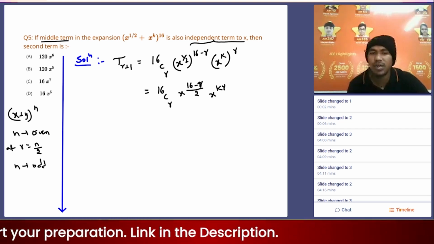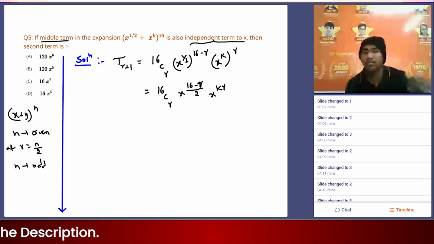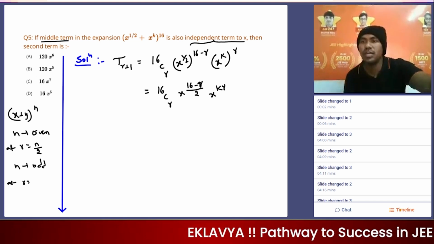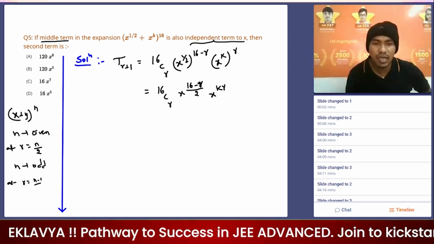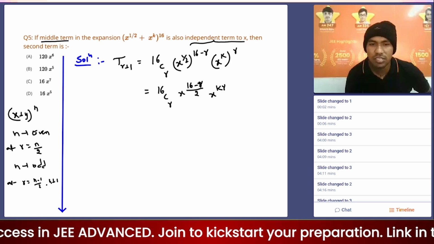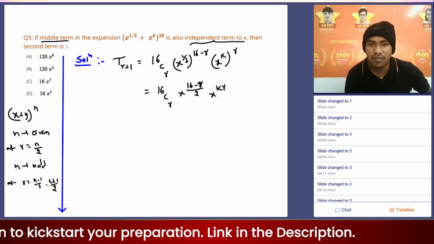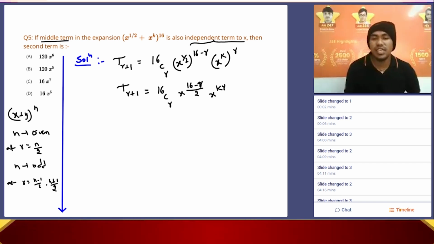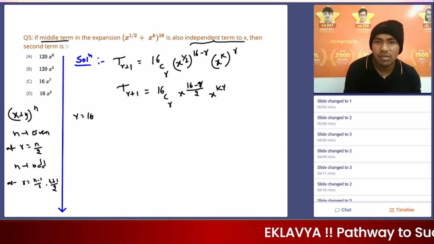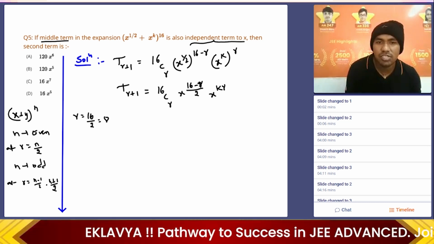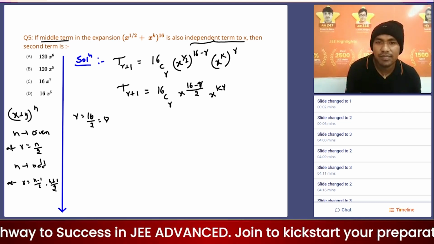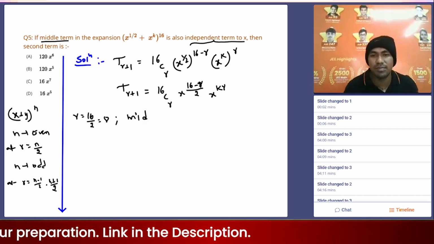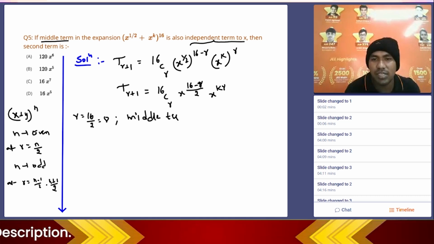And when n is odd, suppose the index of the binomial is odd, then the number of terms is even. That time how many middle terms will you get? Yes, that's very good, 2 middle terms. Those 2 middle terms occur at r equals n minus 1 by 2, and another one at r equals n plus 1 by 2. So here the middle term occurs at r equals n by 2. That means r equals 16 by 2, which is 8. At r equals 8, that means T9 will be the middle term of this expansion.